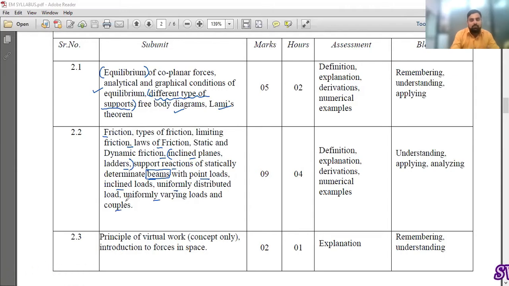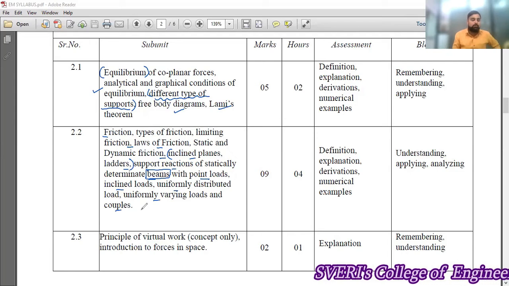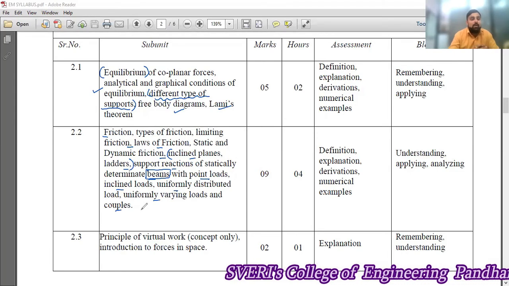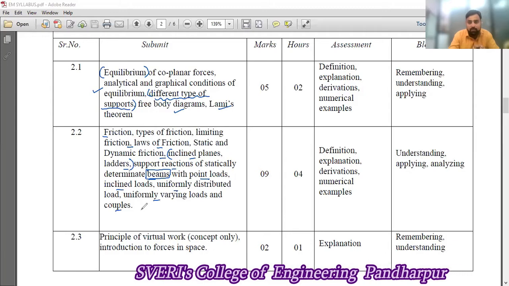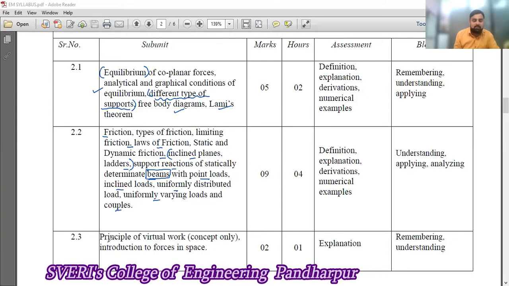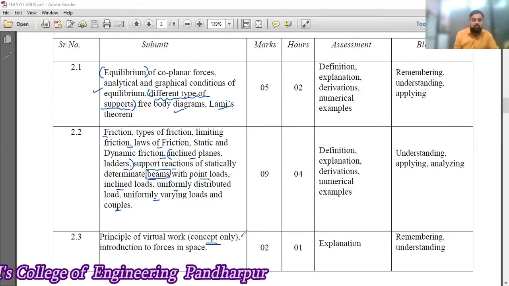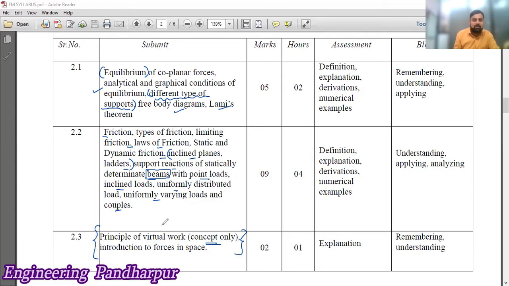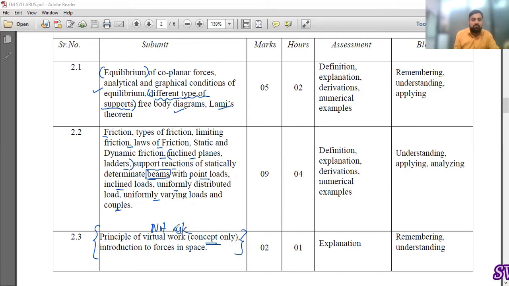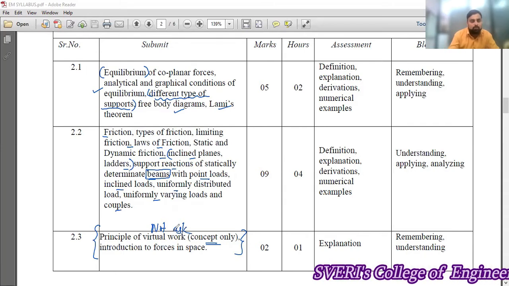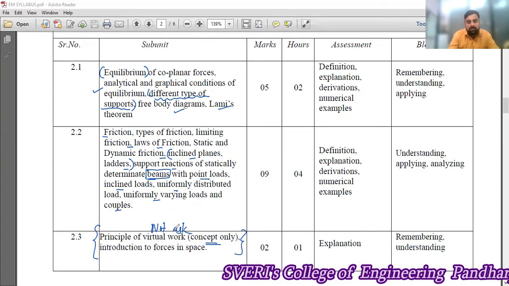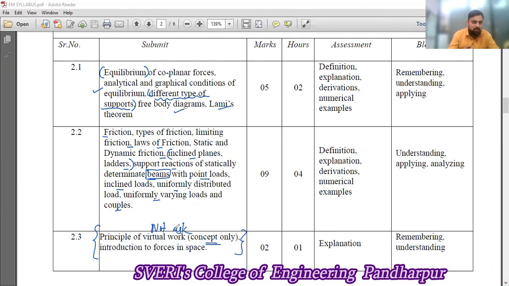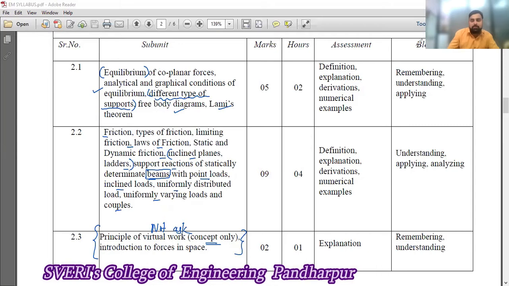on this. Uniformly distributed load, uniformly varying load and couple. For this we are going to analyze the beam and find out the support reactions of the beam. And then last is the principle of virtual work, concept only. This will not be asked in the examination. Virtual work, 2.1 and 2.2 are required. So that we will see in detail in this chapter.